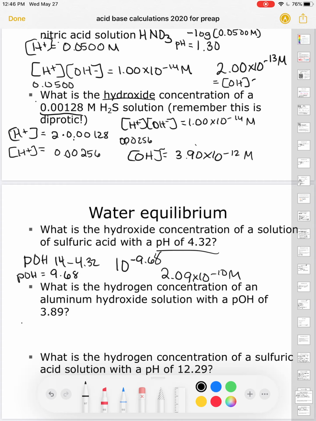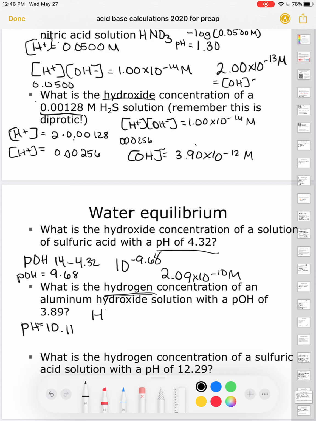Okay. What is the hydrogen concentration of an aluminum hydroxide solution with a pOH of 3.89? So we're looking for hydrogen concentration. Given a pOH, I'm going to change this immediately to pH. So my pH is 14 minus 3.89, which gets me 10.11. Okay, so my pH is 10.11.